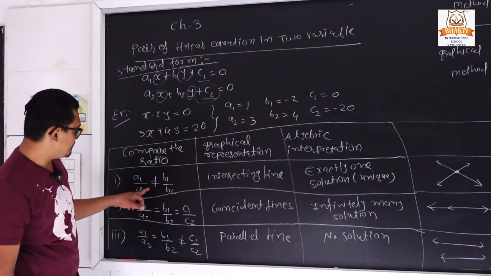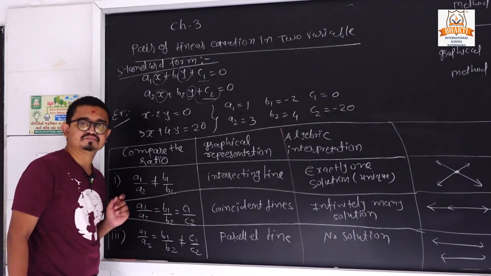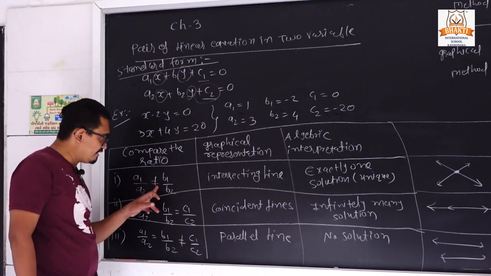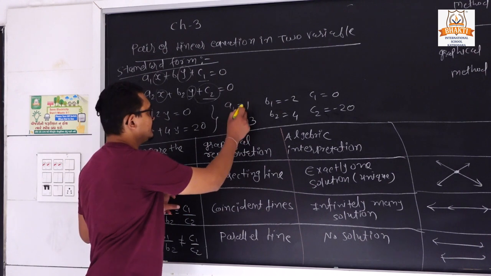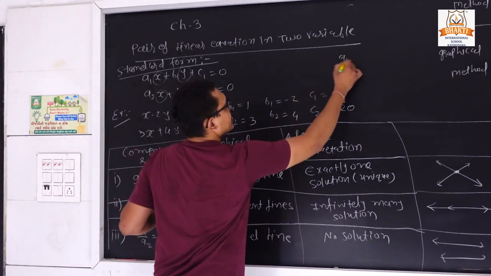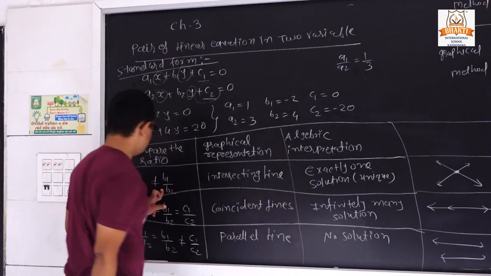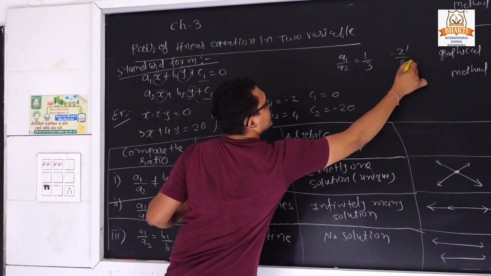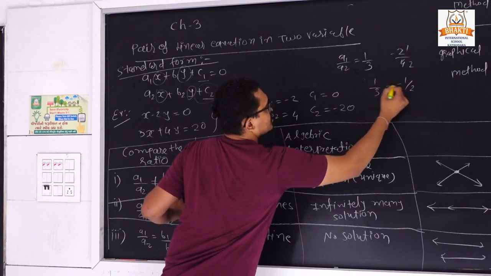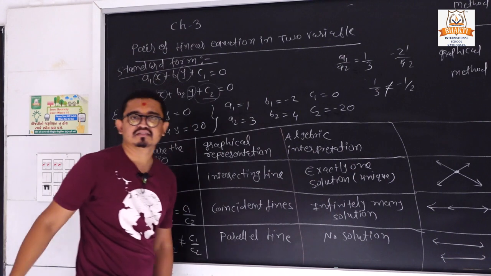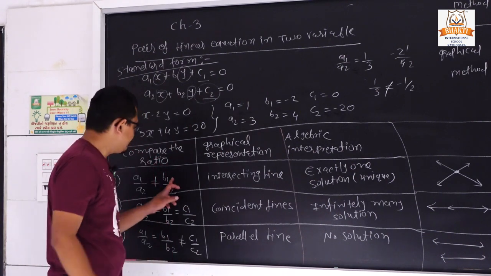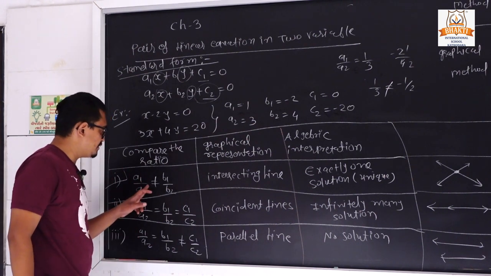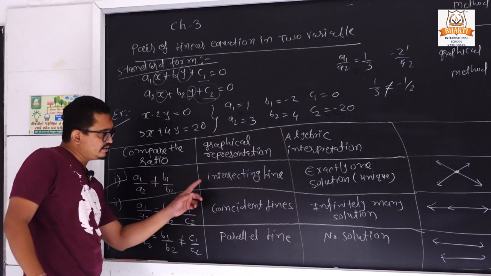Here I am writing the three different conditions. The first condition: if a1 upon a2 is not equal to b1 upon b2. Here a1 upon a2 is equal to 1 by 3, and b1 upon b2 is minus 2 by 4. If we compare, these both are not equal. So we are applying our first condition: a1 upon a2 is not equal to b1 upon b2.